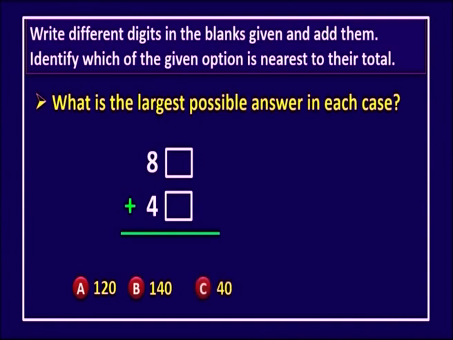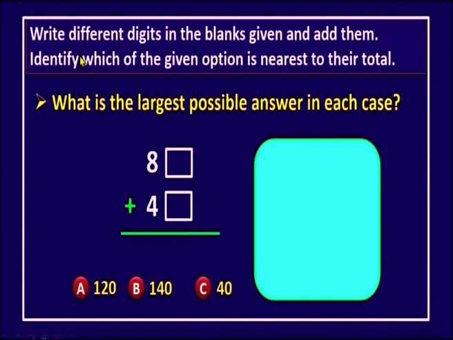Now we need to find out the largest possible answer. To get the largest possible answer, here we should have the largest 2-digit number with 8 in the tens place. What is the largest number here with 8 in tens place? Yes, it is 89. Similarly, here also I should have the largest number in 40s. What is the largest number in 40s? Good, it is 49. Now we need to add these two numbers, that is 89 plus 49. Let us add them. So what do you get? 138. Absolutely right.